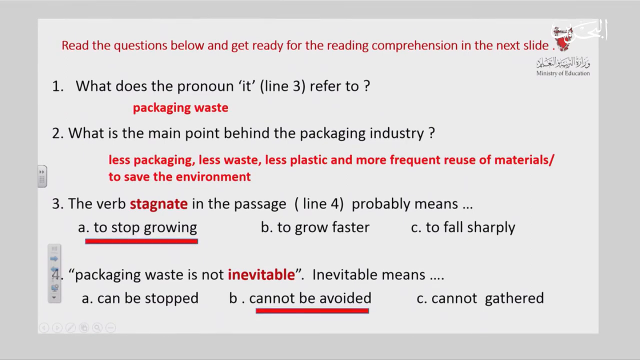Here are the answers. So, question number one, what does the pronoun it at line three refer to? It refers to packaging waste. What is the main point behind the packaging industry? Less packaging, less waste, less plastic, and more frequent reuse of materials. Or you can just say to save the environment. Question number three, the verb stagnate in the passage line four probably means to stop growing, which is letter A. Number four, packaging waste is not inevitable. Inevitable means cannot be avoided, which is letter B.